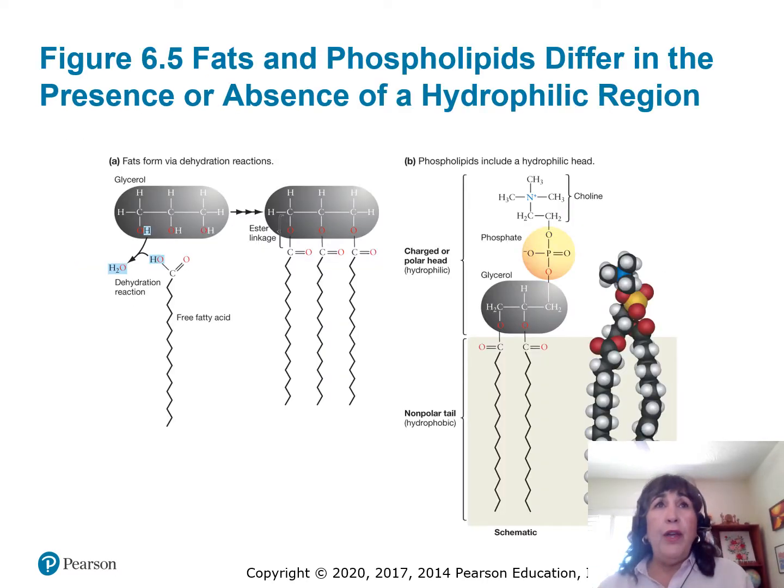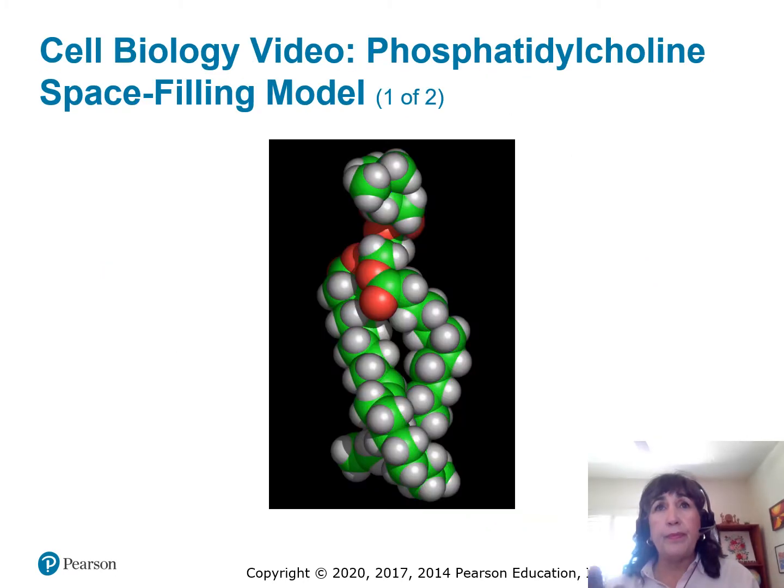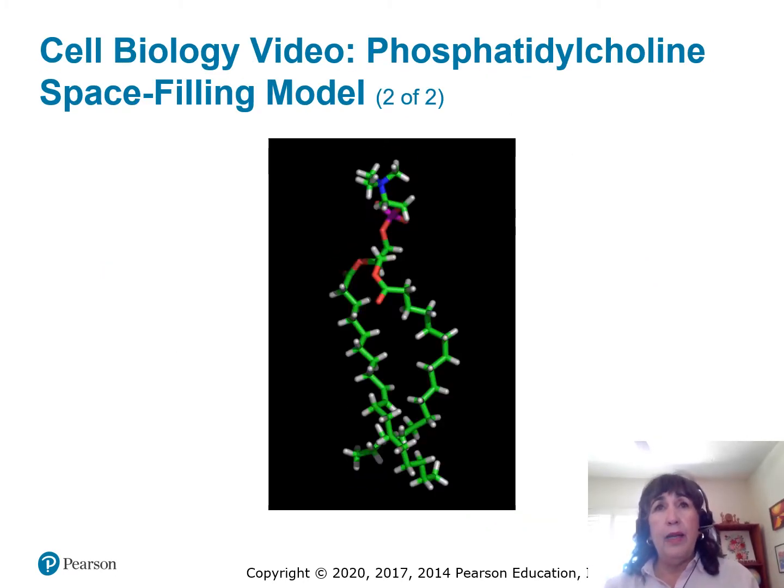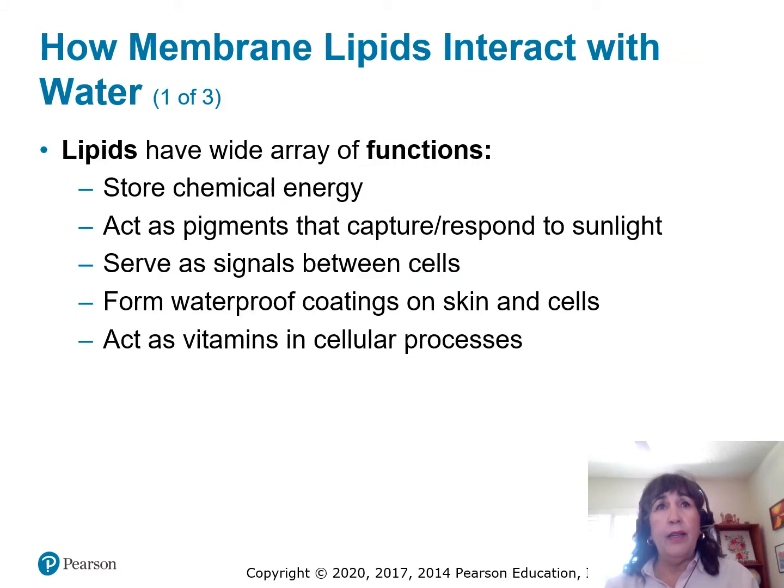I love figure 6.5 because it shows you a triglyceride. Remember, a triglyceride is 3 fatty acid tails held together by a glycerol and that ester linkage. If you remove one of the fatty acid tails and replace it with a phosphate group, then you have a phospholipid that you see on the right-hand side of your screen. And this is what it looks like also, another way of looking at it.